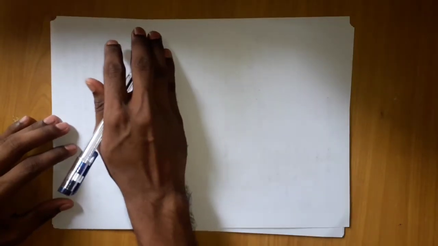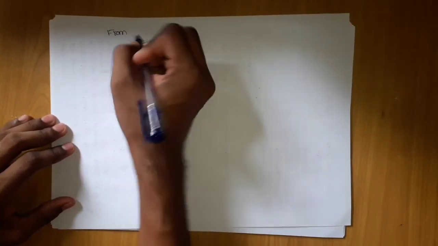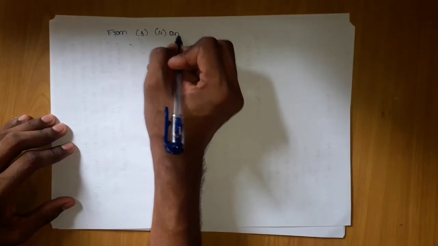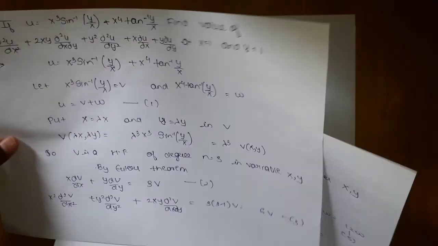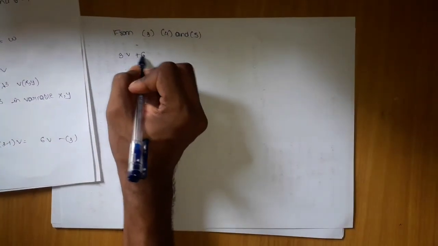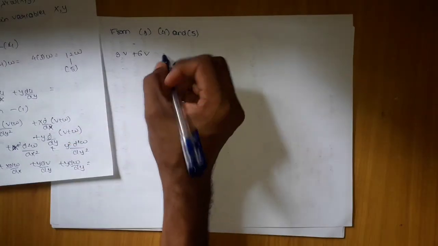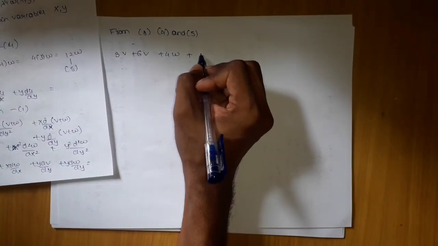But from 3, 4 and 5, you know we have all of these values. So what we are going to mention from 3, 4 and 5, let's substitute all the values. What values we are having is 3v plus 6v, plus 4w plus 12w.